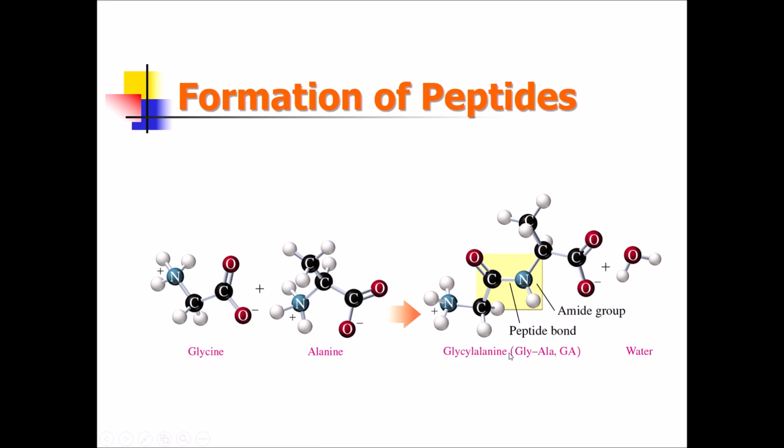Okay, and again, we get glycine, then alanine, so it's glycylalanine, and then the order would be GA because we have the free amino side and the free carboxyl side. So we get the N terminus and the C terminus. Okay, we always read from N to C.